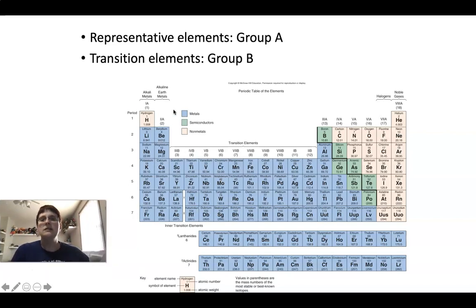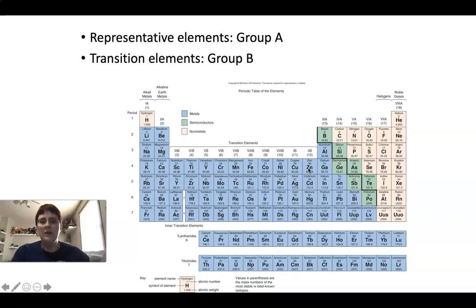There's also an organization of what we call group A elements and group B elements. If you look across the top of the table, you'll see that the group numbers for the columns say 1A, 2A, and then we've got 3B, 4B, and so on. The ones that are A are what we call the representative elements. So we've got 2 A columns on this side of the table, and then the other A elements are on the right-hand side of the table.